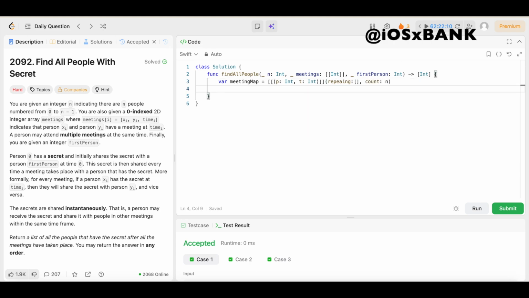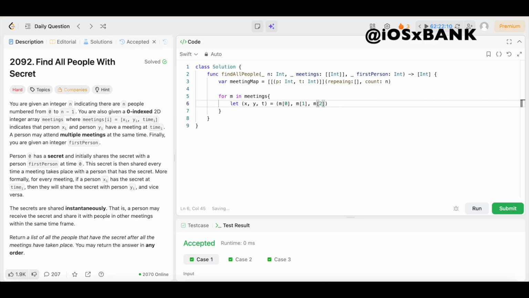Boom. Then we need to build a graph from the meetings input. So we'll say for m in meetings, we're going to open up the brackets and we'll say let, open up the parentheses, x, comma y, comma t. Come outside of those parentheses, we're going to set that equal to open up the parentheses, m square bracket 0, comma, m square bracket 1, comma, m square bracket 2.